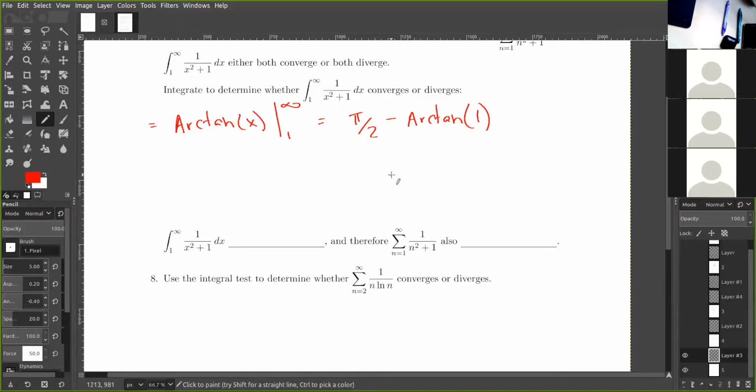And what is arctangent of 1? Got to remember your trig. Arctangent of 1. What angle has a tangent ratio of 1? It's pi over 4, right? Pi over 4 gives me an isosceles right triangle, and the tangent is 1 over 1. So, of course, all in all, the value is pi over 4, which is a finite value. So this guy converges, and therefore the series also converges.